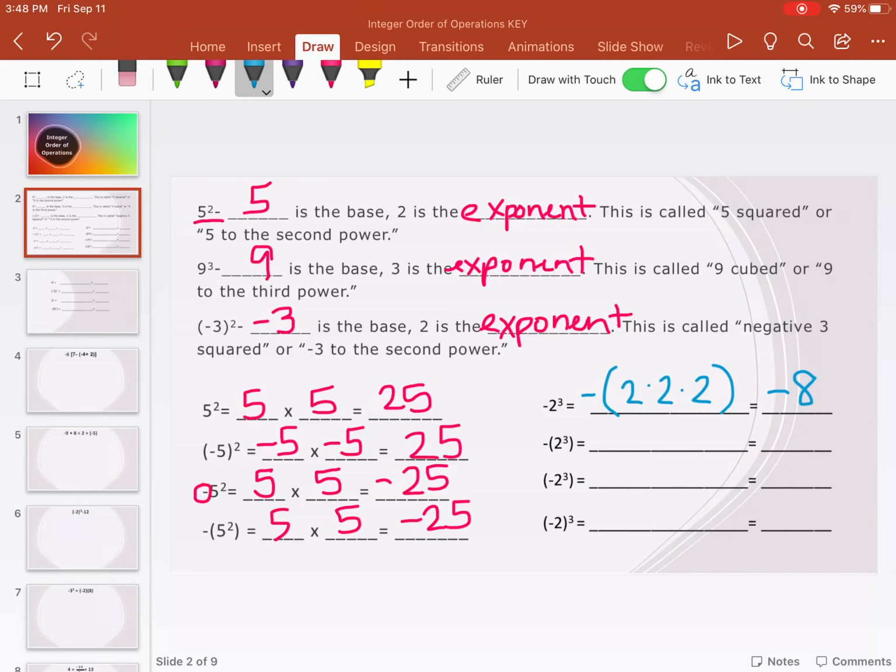Okay, next one, same thing. It says the opposite of 2 to the third power. So the opposite of 2 times 2 times 2. 2 times 2 is 4, times 2 is 8. Opposite would be a negative 8.